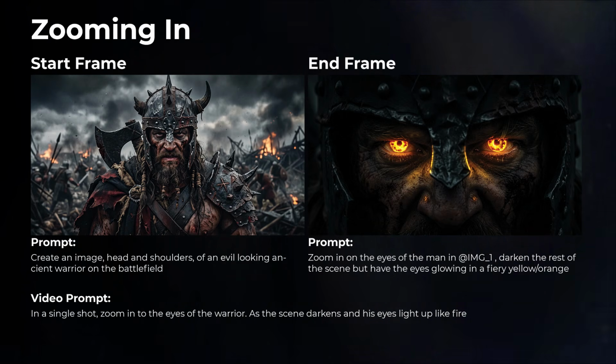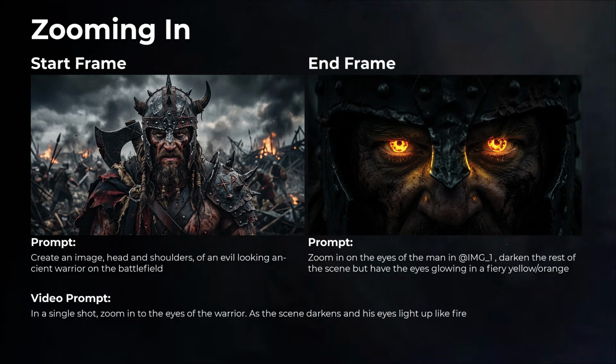so I'm able to change the character, change the lighting, zoom in rather dramatically, and in the video prompt, I just simply described that again, but I mentioned in a single shot to avoid any cuts, because sometimes dramatic movements can be cut if you don't mention you want it in a single shot. So this is another tip when you're using start and end frames. And what we get is this.